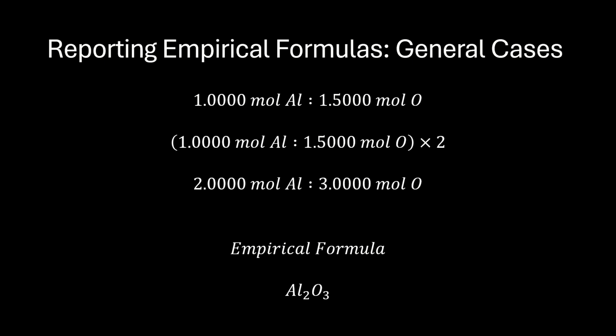Al2O3, or aluminum oxide. And that's just if your simplified ratio of mole amounts, if one of them ends in 0.5, whether it's 1.5, 2.5, 4.5, multiply the entire set of mole amounts by 2.